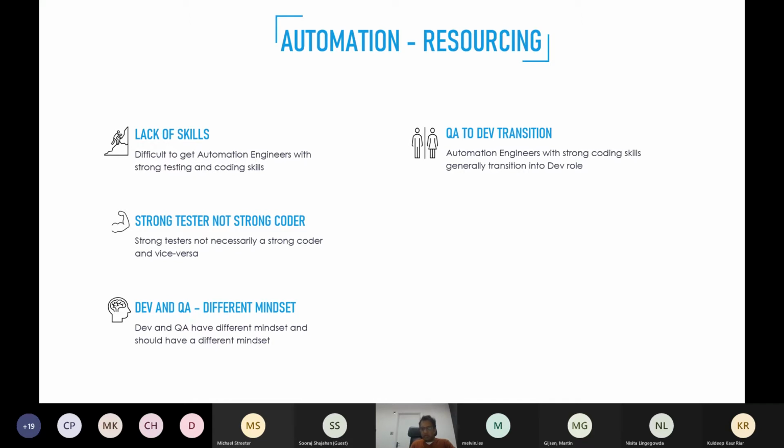So for example, let's say you take a junior QA, send them on a course, get them to code, and then they start coding. They become an automation engineer. They become a good automation engineer. Once they become a good automation engineer, I've seen in many cases, they want to become a dev because now they know how to code. They don't want to do a QA role anymore.